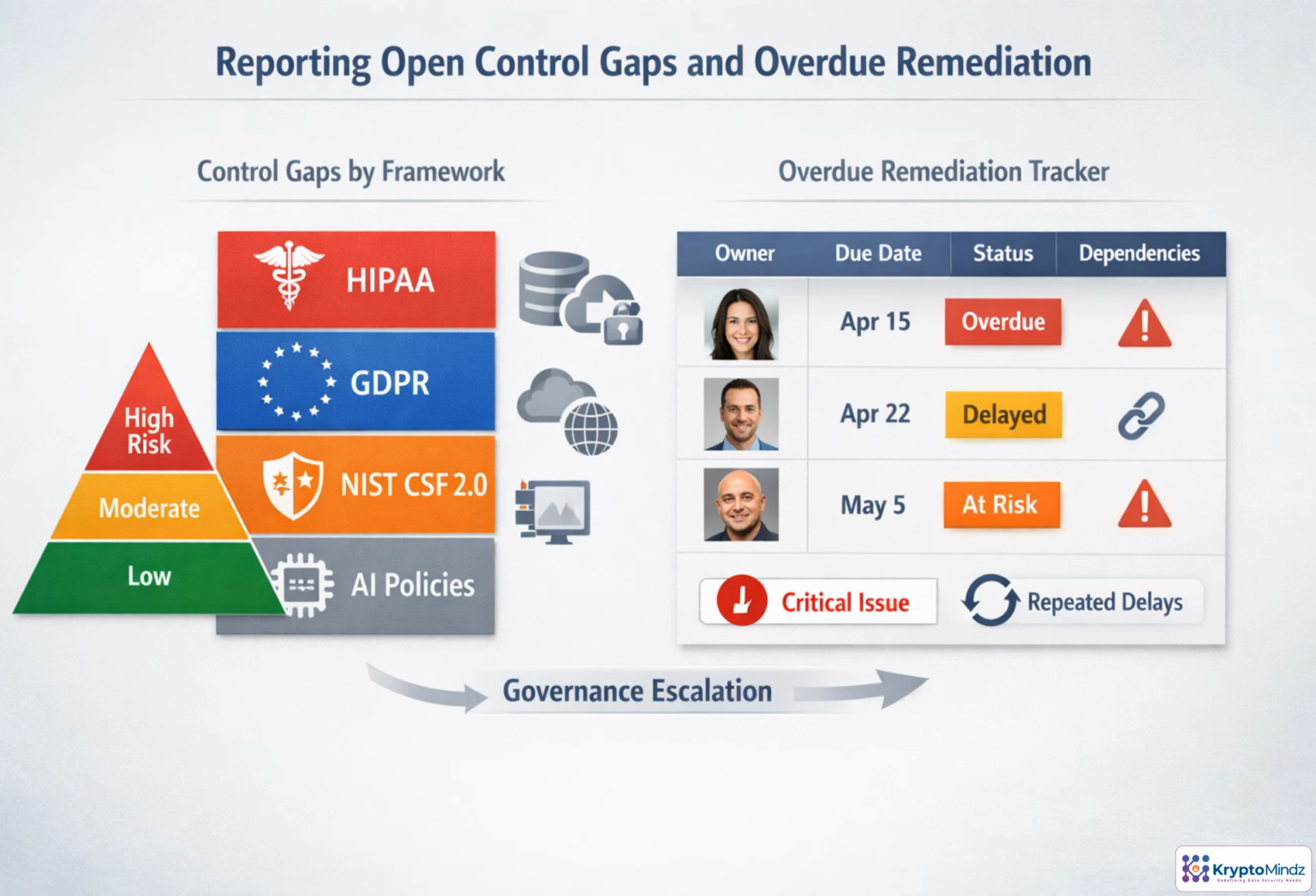Gap reporting turns compliance uncertainty into a management action list. Start by classifying each missing control against the relevant obligation, such as HIPAA, GDPR, NIST CSF 2.0, or internal AI policy. Then prioritize by severity, affected system, data sensitivity, and regulatory exposure. Remediation tracking adds the accountability layer: owner, due date, status, dependencies, and evidence still needed. Anything critical, overdue, or repeatedly delayed should move into governance escalation, rather than stay buried in operational tracking.